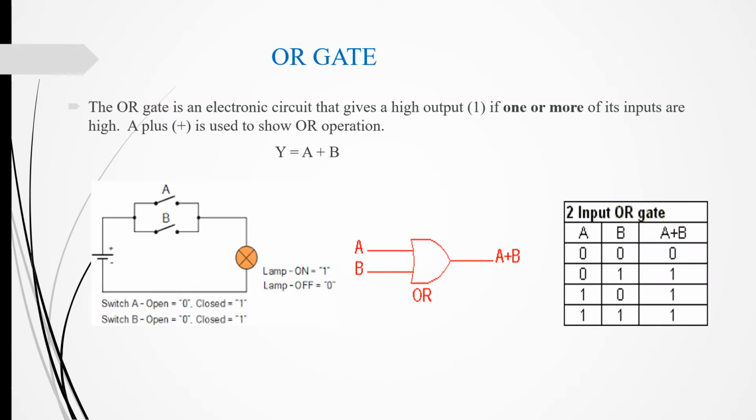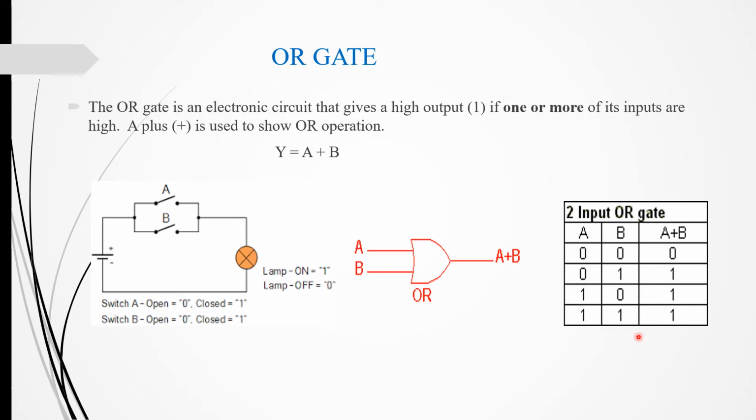First we will see OR gate. OR gate is an electronic circuit that gives high output if one or more of its inputs are high. A plus sign is used to show OR operation. So here you can see symbol of OR gate. This is output equation of OR gate and this is truth table of OR gate. OR gate is used for addition of two inputs.